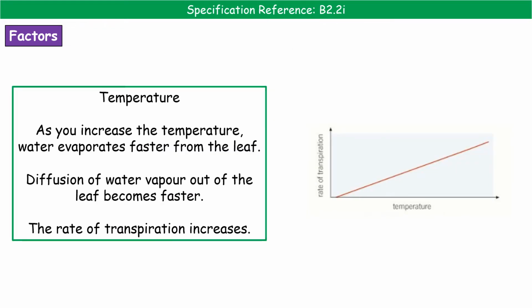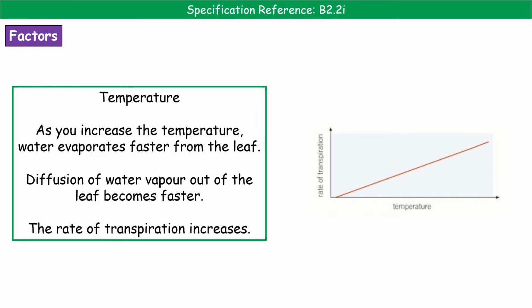So let's look at these factors that we could use to investigate transpiration. These are the factors that affect the rate of transpiration. The first one is temperature. The basic pattern here is that increasing the temperature increases the rate of transpiration. So that's our description of our graph.